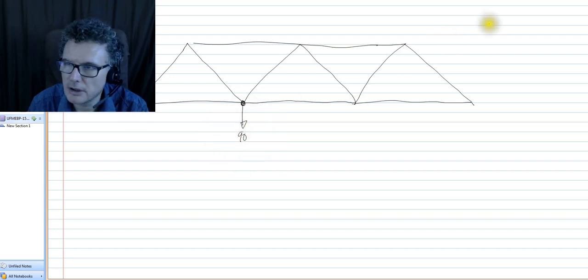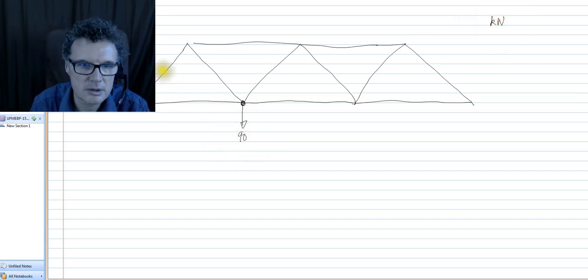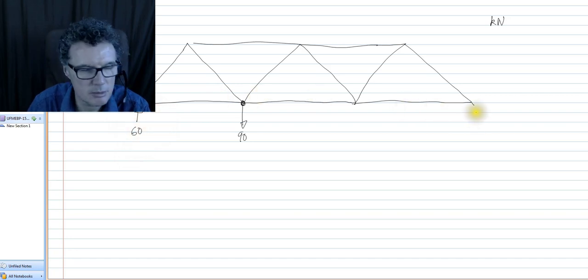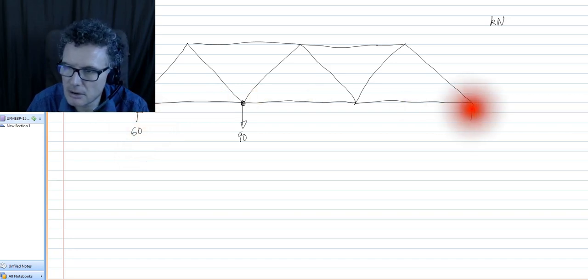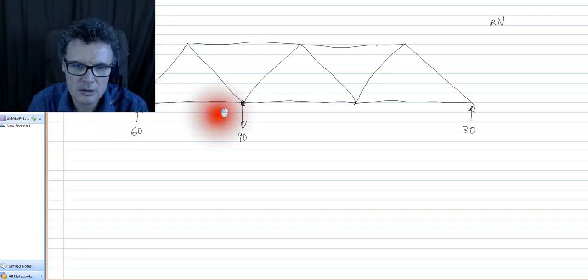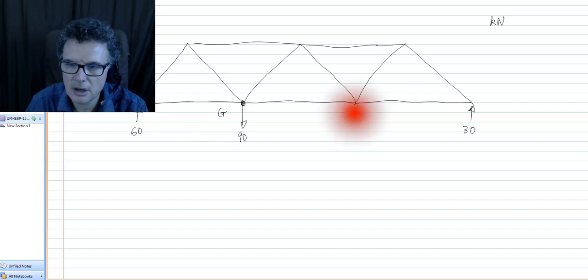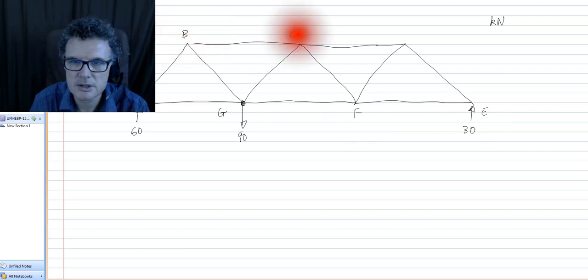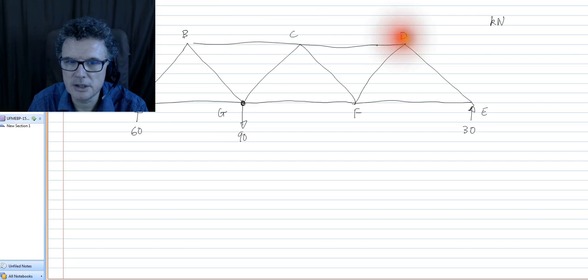So I'm going to work in kilonewtons. They've already worked out the hinge values for me, the reaction support values. They've got this weird labeling for the letters. So we have an A, G, F, and an E, and then we've got B, C, and a D.